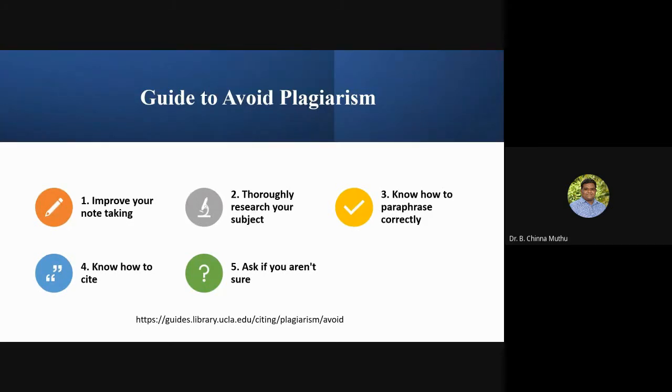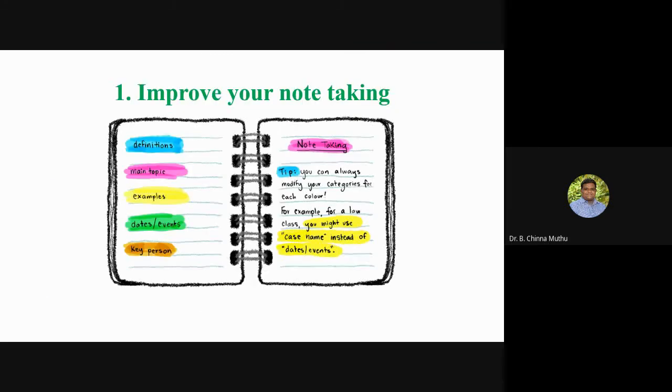First, improve your note taking, followed by having thorough knowledge of your research, knowing the correct paraphrasing form, and knowing how to cite. And also, please seek help if you really need it to avoid plagiarism. We're just going to see them one by one. So what is note taking? What are the aspects that we need to be very careful about? Note taking is just taking a consistent aspect of the paragraph or material that you are coming across.